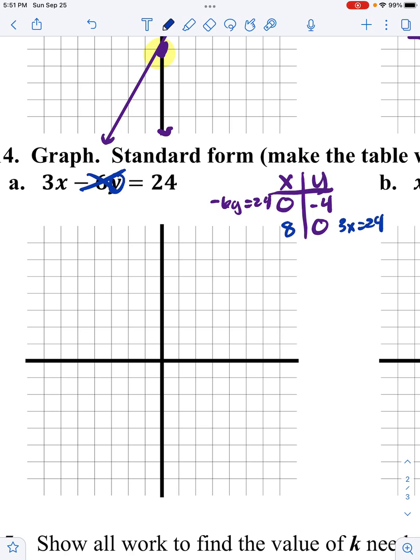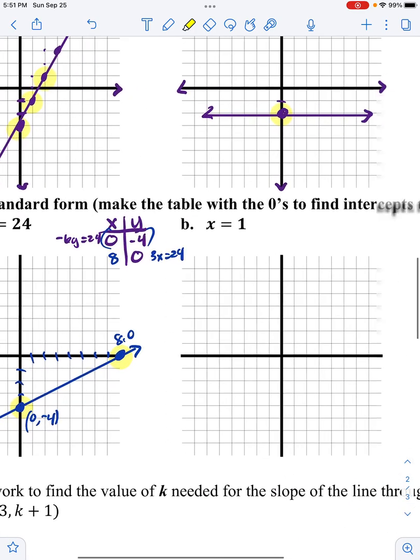So that's telling me that 0, -4, down 1, 2, 3, 4 is my y-intercept, and positive 1, 2, 3, 4, 5, 6, 7, 8, 0 is my x-intercept. And so then I just connect those 2 points to get the line. So I want to see those 2 points and then do the best you can to connect them straight.